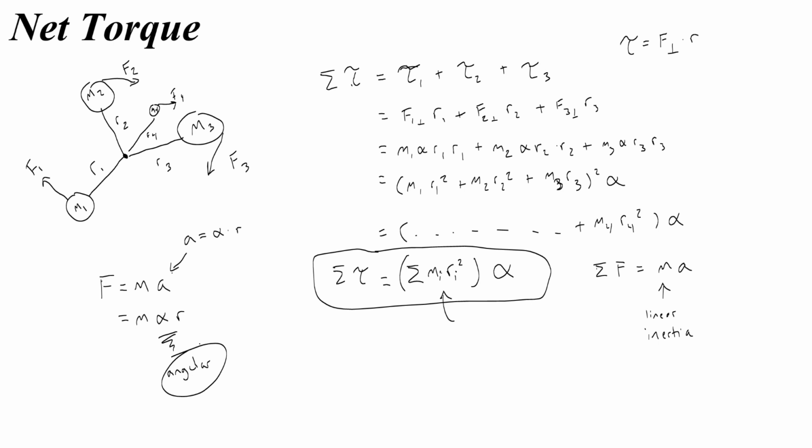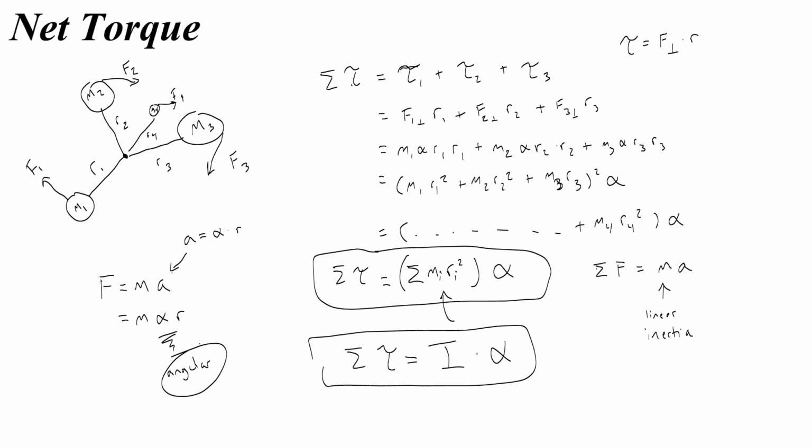So what we tend to call this is your rotational, or moment of inertia, the sum of m r squared. The letter that we use for it is I. So what you'll get is I times alpha. The net torque is the moment of inertia times alpha, the angular acceleration. And it looks a lot like the mass times linear acceleration.